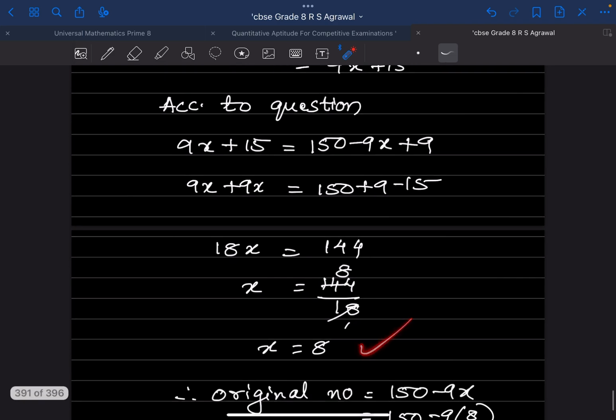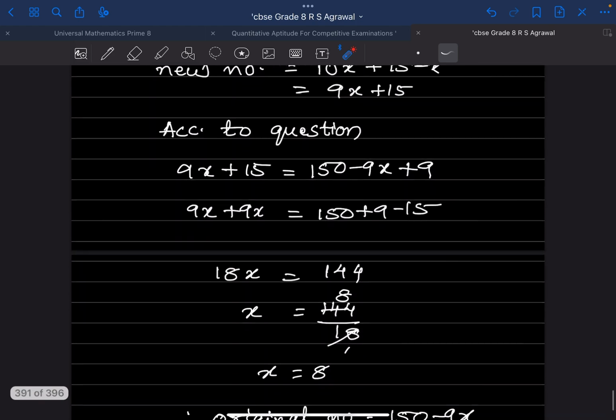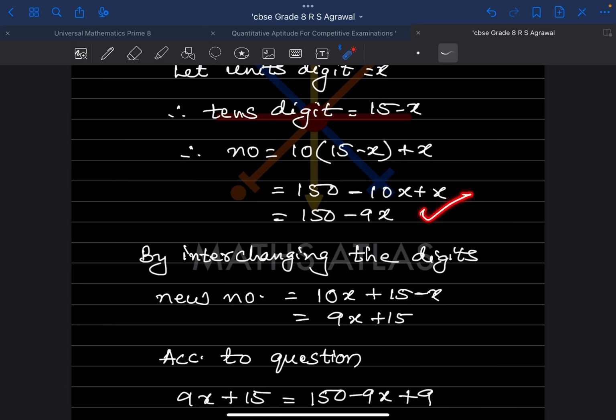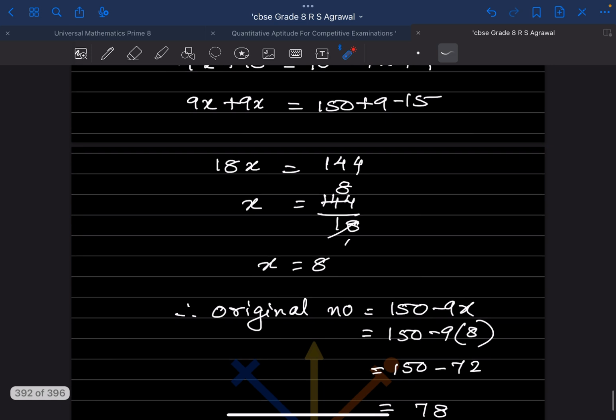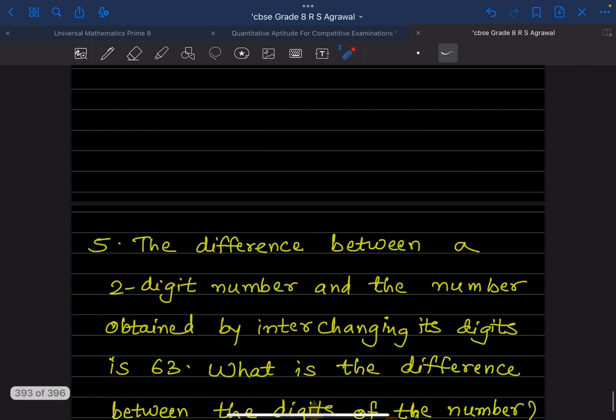So x is 8. So now they have asked, you have to find the original number. So original number means what? Whatever number we find out first, that is the original number. So 159 minus 9x, in place of this x you are going to put 8. That is going to be 72. So the original number is 78.